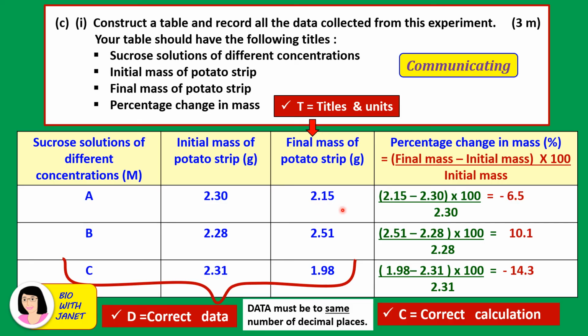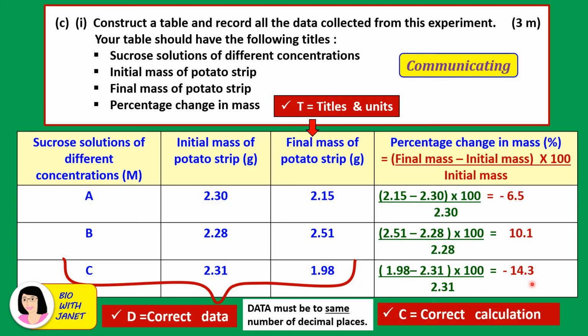So for the first solution A, the final mass is 2.15, minus 2.30, the initial mass, divided by the initial mass, 2.30, times 100. Use a calculator and the answer will be negative 6.5. The negative sign must be there because 2.15 minus 2.30 gives you a negative value. And then for B, similarly, the final mass is 2.51 minus 2.28, the initial mass, divided by 2.28 times 100, and you get a positive value of 10.1. And then the last one, work it out yourself, and you should get negative 14.3.